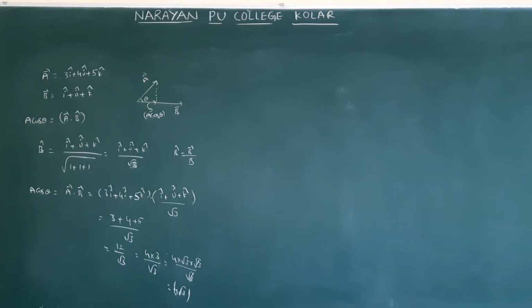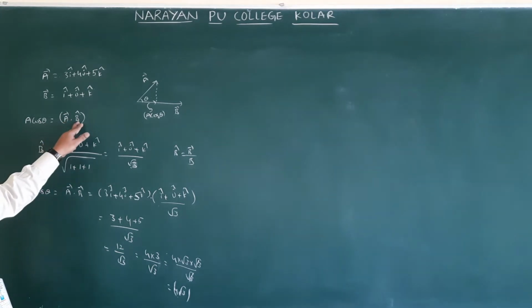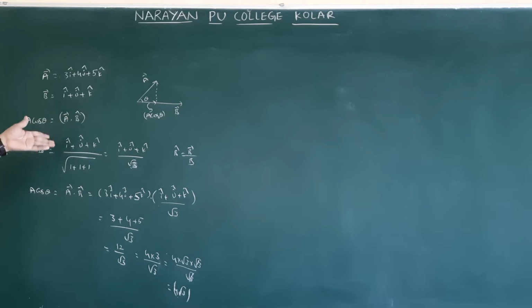So 4 root 3 is the scalar component of A bar in the direction of B bar. Next they ask, what is the vector component of A bar along B bar? What did we multiply for A bar and B bar? A bar and B cap. We multiplied by B cap, isn't it? Yesterday you can see once.